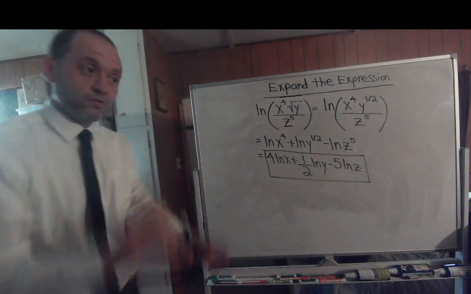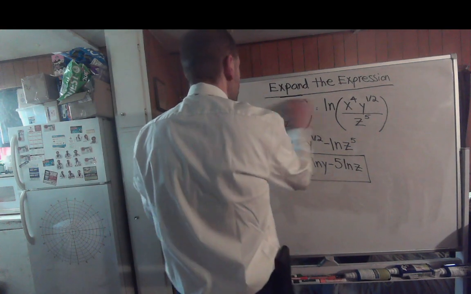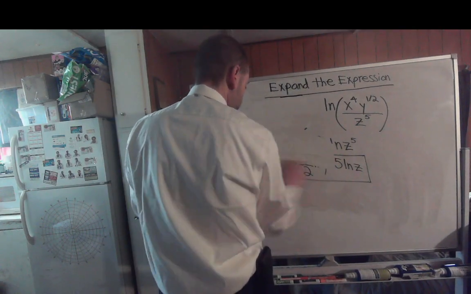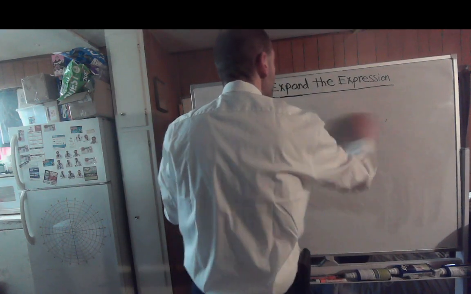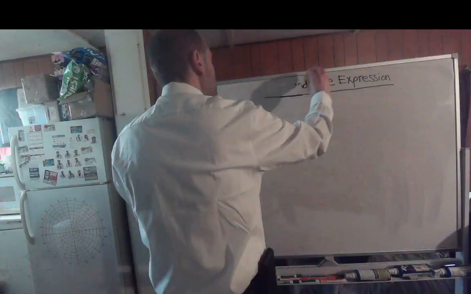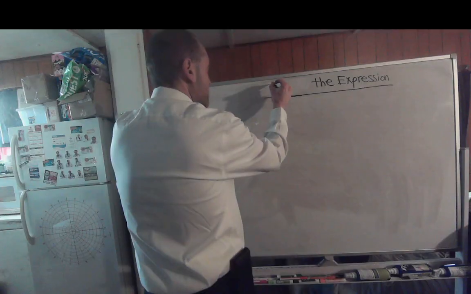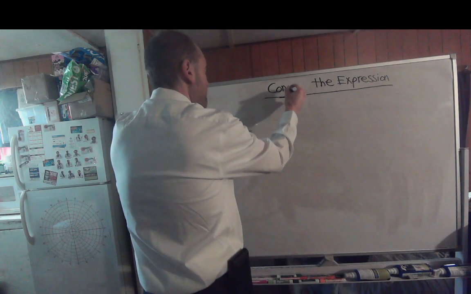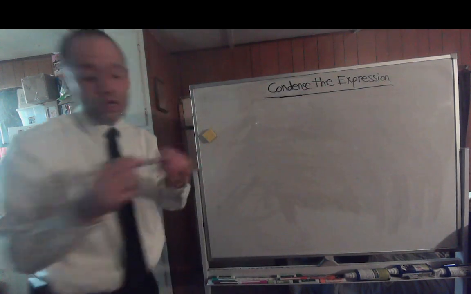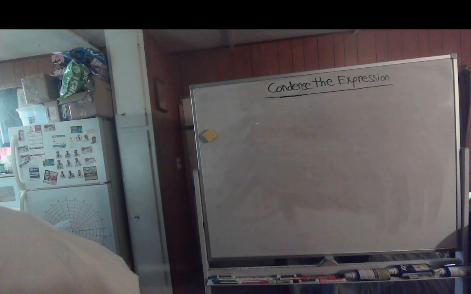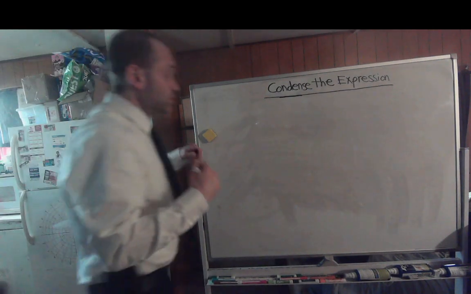Now we're going to go in reverse. We're going to condense expressions. We'll start out easier again and gradually get a little more complicated. So instead of expanding, for the next several exercises, we're going to condense the expression into one single logarithm. So let's condense the expression. All right. So we'll start out easy.